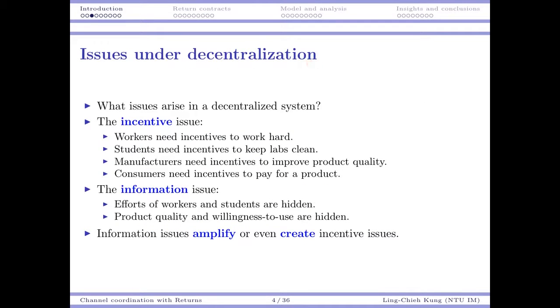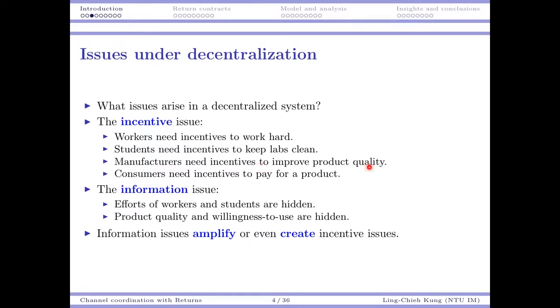Some issues under decentralization are the following. First is the incentive issue. In a decentralized system, people have different objectives, and sometimes the system does not give enough incentives for players to act toward efficiency. For example, workers need incentives to work hard. As a company, we prefer workers to work hard, but they need incentives to do so. Similarly, students need incentives to keep their labs clean. From the society's perspective, we prefer clean labs. But the students who are really using the labs need incentives to keep them clean.